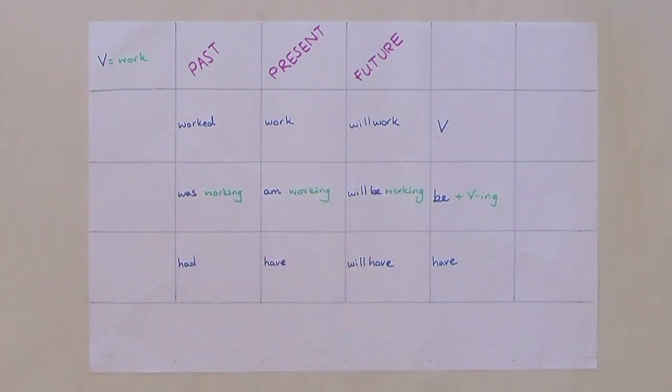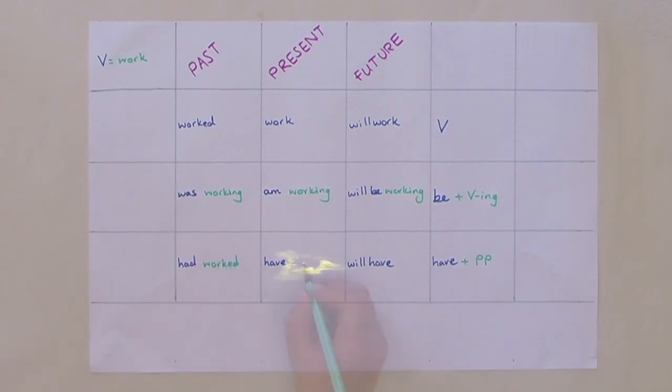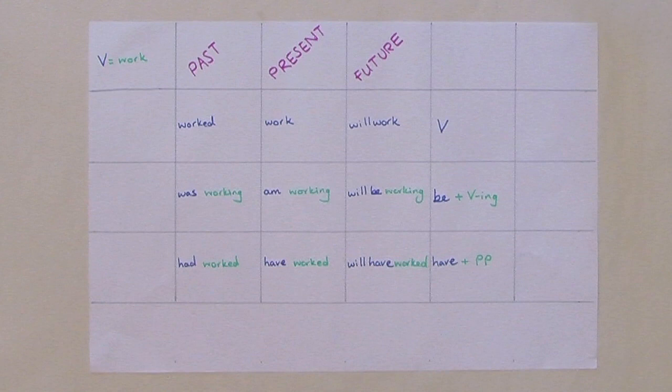To form the past participle, for regular verbs you just need to add ed to the infinitive. But for irregular verbs, you can find the past participle by looking at the 3rd column of the irregular verb table. Here we have I had worked, I have worked, I will have worked. So now you can conjugate 9 different structures using only this table and the irregular verb table.